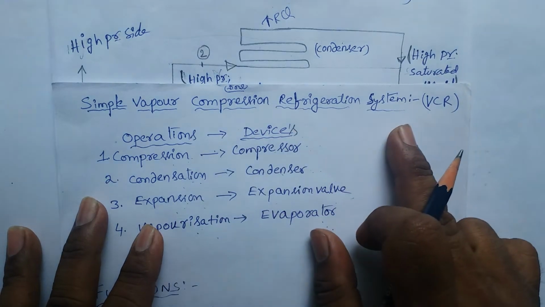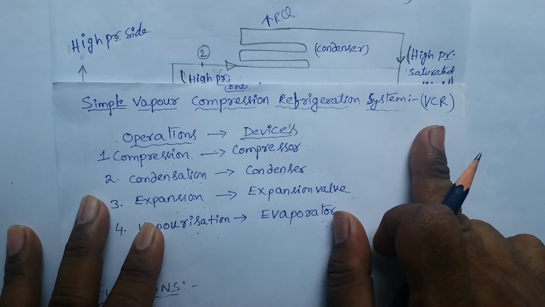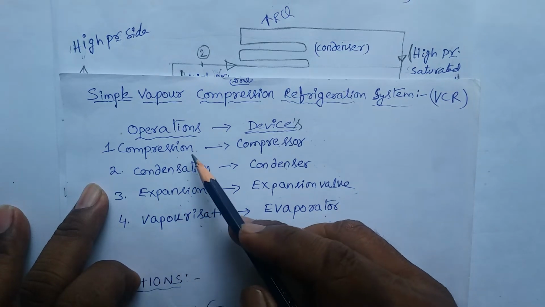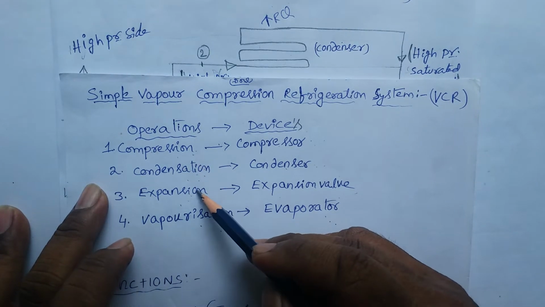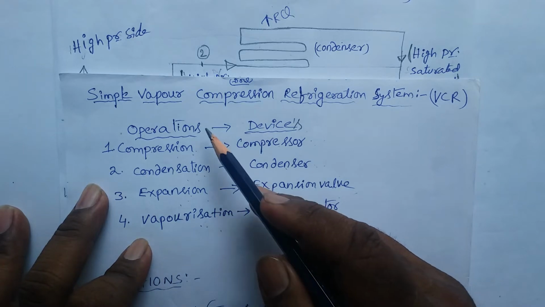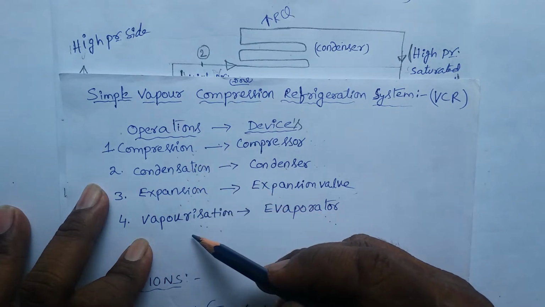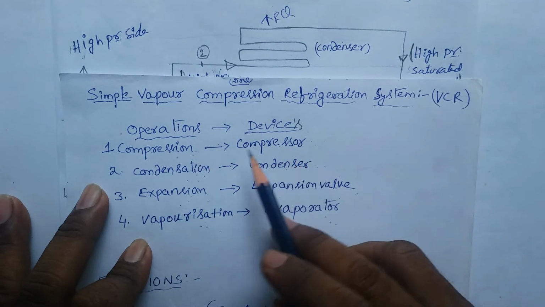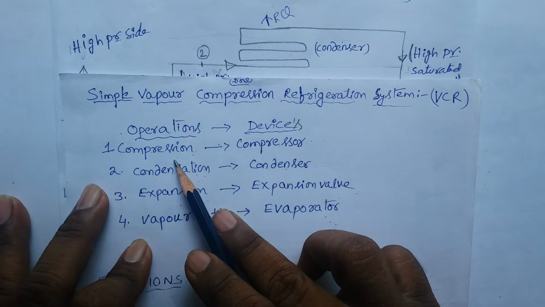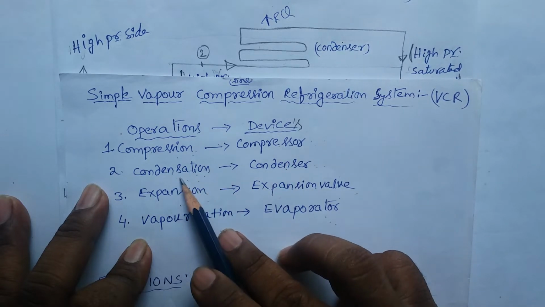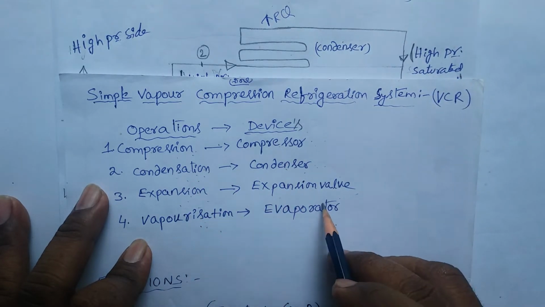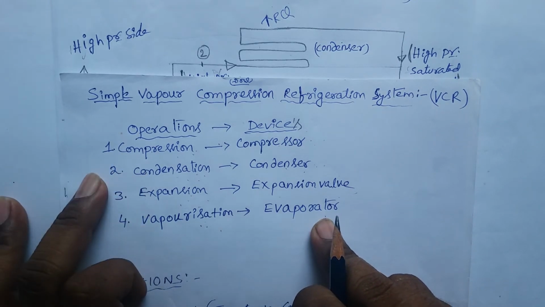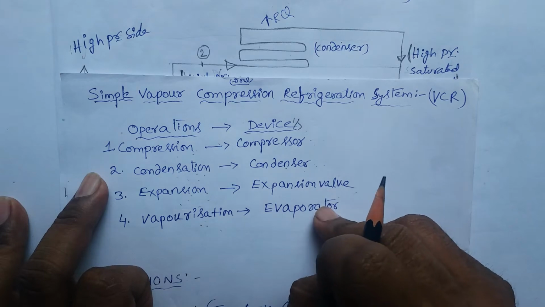VCR, simple vapor compression refrigeration system. VCR consists of 4 basic operations: first is compression, then condensation, expansion and vaporization. These 4 operations are very important in VCR. They are done by devices: compression in the compressor, condensation in the condenser, expansion in the expansion valve, and vaporization in the evaporator. So, these 4 operations are done in these devices. Okay.